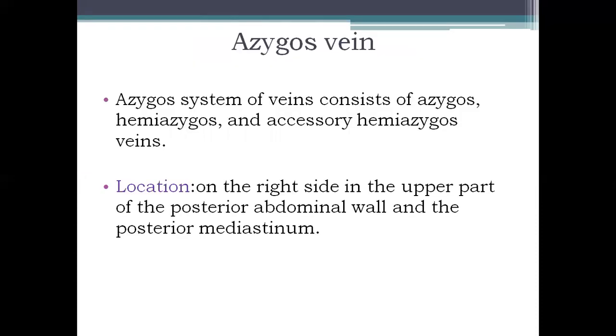We'll move on to the Azygos and Hemiazygos system. The Azygos system of veins contains the Azygos, Hemiazygos, and accessory Hemiazygos veins. These three veins form an H-shaped configuration. What is the location of the Azygos vein? It's on the right side, in the upper part of the posterior abdominal wall and the posterior mediastinum.